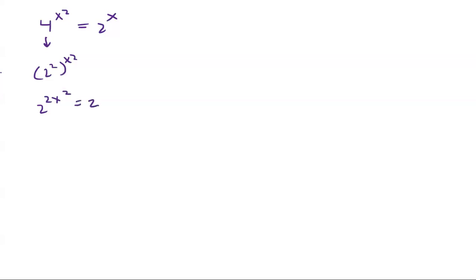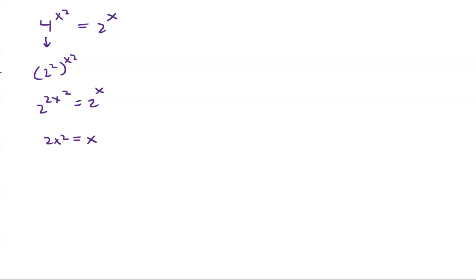Right? And that's equal to 2 to the x. So now we have the bases to be the same. So now we just equal the powers, which is 2x squared equals x. Now, again, some students are going to be tempted to divide by x, but you don't want to do that because you will eliminate one of your answers. So remember, we have a power of 2. That means we should have 2 possible solutions.